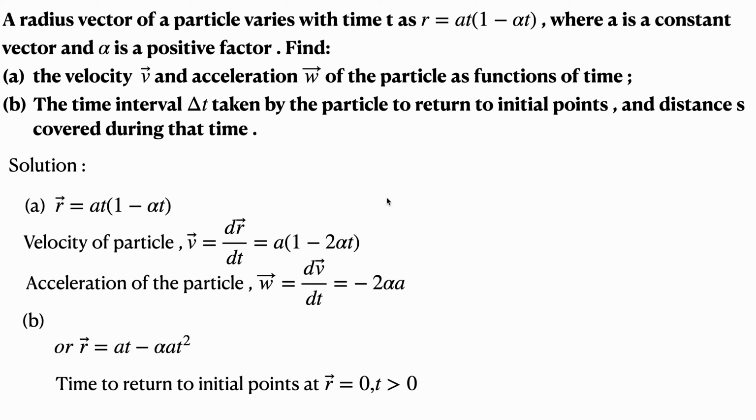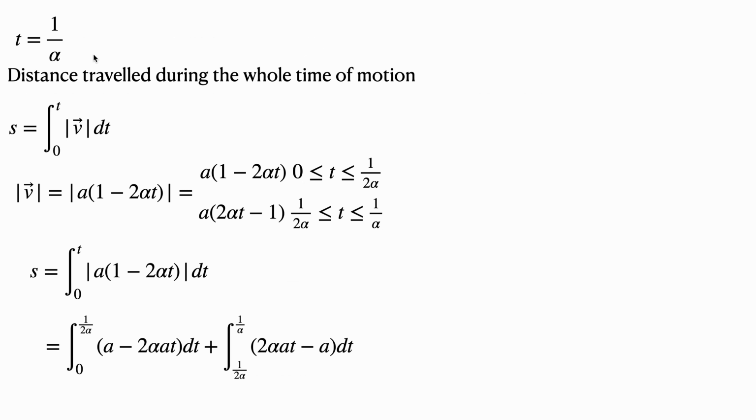In part B, it is asked to obtain the time duration delta t taken by the particle to return to its initial position. So for this, we will equate the value of vector r to 0 and we will get two values of t. The first value, t equals 0, corresponds to the initial point of the particle, and the second value, which is t equals 1 by alpha, corresponds to the time after which it returns again to its initial point. So the answer will be t equals 1 by alpha, or delta t equals 1 by alpha.